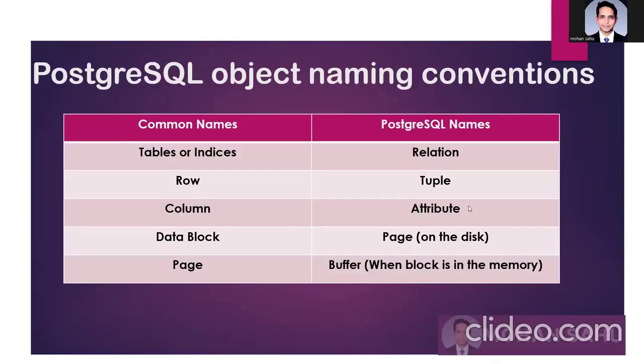Now there are some naming conventions which are different from other RDBMS. Whatever we call tables or indexes or indices in SQL Server, it is called a relation in PostgreSQL. A row will be called a tuple. Columns will be called attributes. A data block will be called a page when it is referring to the disk. And this particular page will be called a buffer when this block is in the memory. I think it is pretty straightforward.